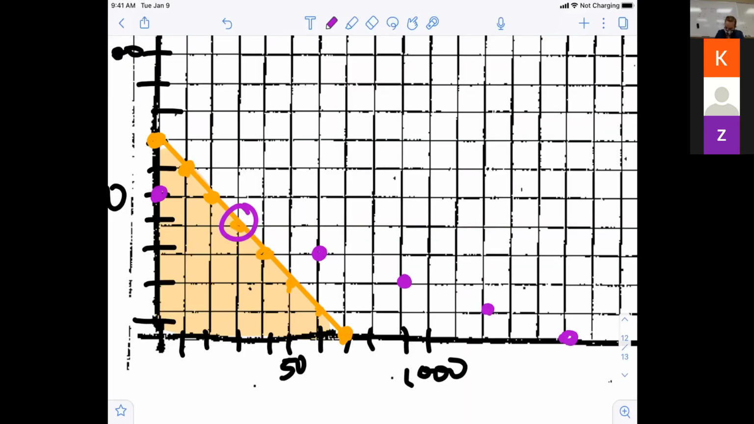Come over here, 10, 20, 30, 40, 50. Down 1 over 3. Oh, there's my intersection point. Down 1 over 3. Again, I have to shade below because it's less than. I don't have any more lines to graph.